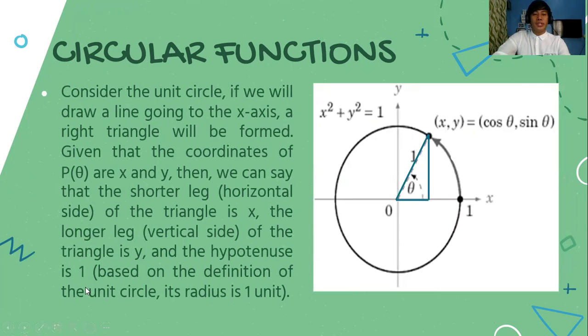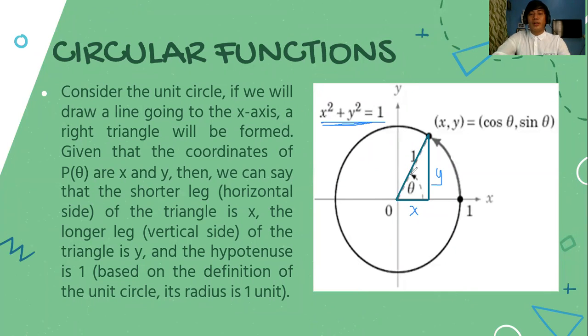And the hypotenuse is 1. So let me label them here. This is the x value. This is the y value. And since this is a unit circle, the unit circle has a standard equation: x squared plus y squared is equal to 1. So what is the radius? It is 1 here.